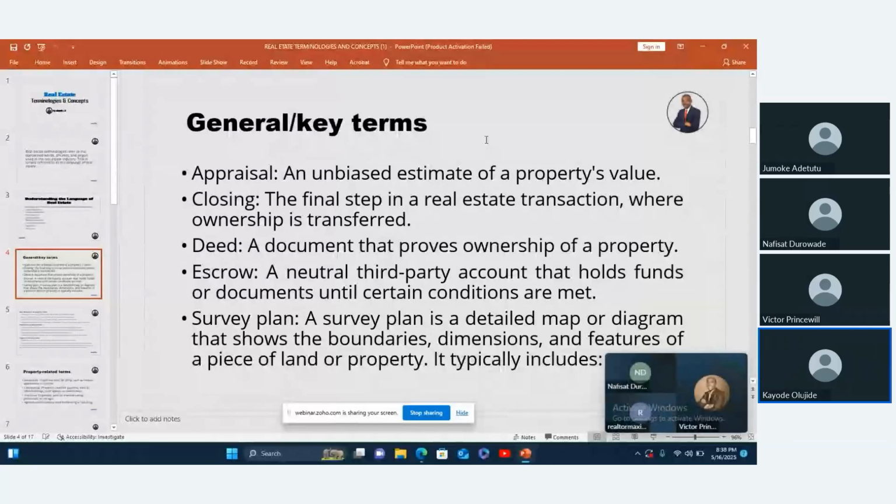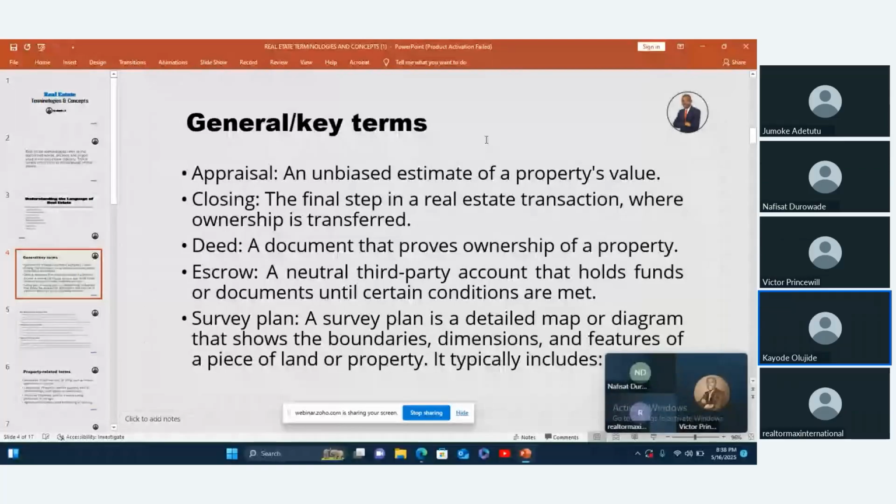As real estate consultants, we do miss this. We don't always advise our clients. We don't tell them the importance of this deed. Many of us, as real estate consultants and salespersons, don't really know the power of a deed. Real estate tech: a deed simply means a document that proves ownership.